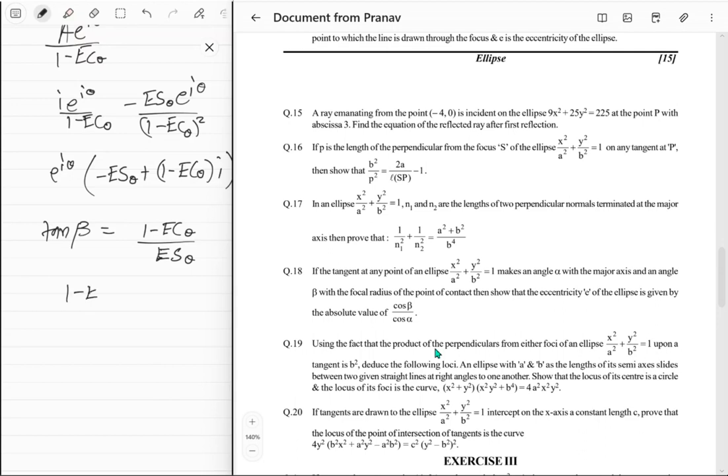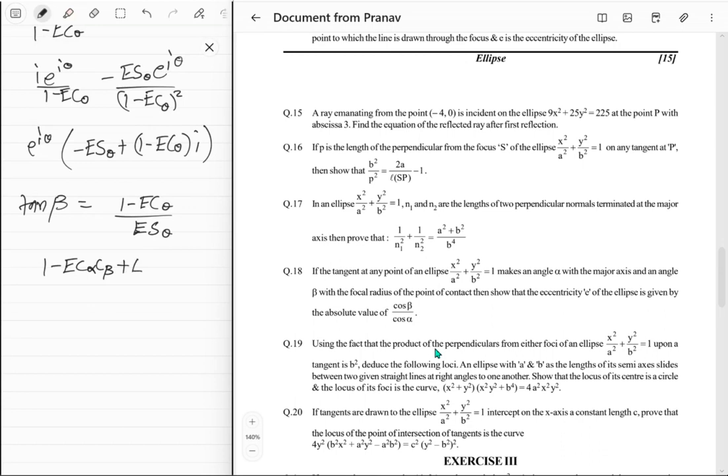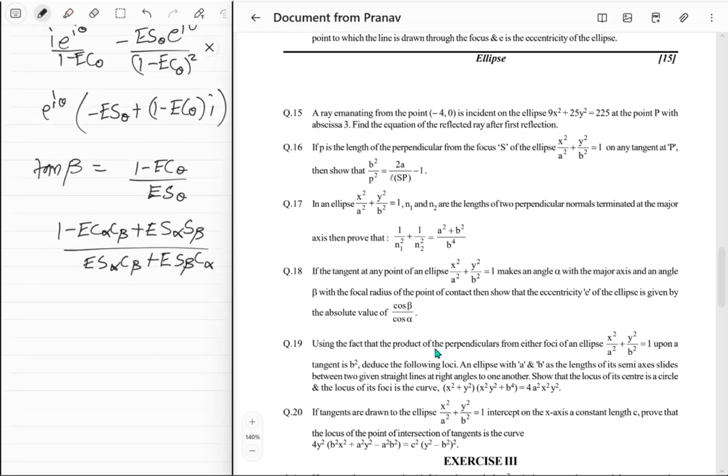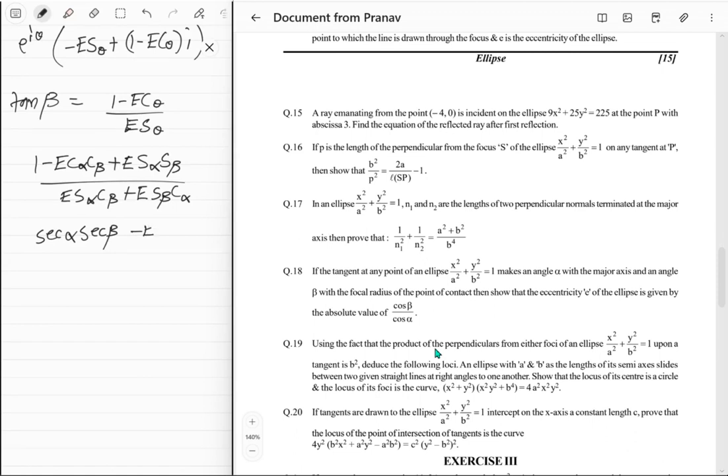1 minus e cosine alpha cosine beta plus e sine alpha sine beta, upon e sine alpha cosine beta plus e sine beta cosine alpha. And then let's just divide by cosine alpha cosine beta and see what we get. So it's secant alpha secant beta minus e plus e tan alpha tan beta, upon e tan alpha, it's like e times the tan alpha plus tan beta.